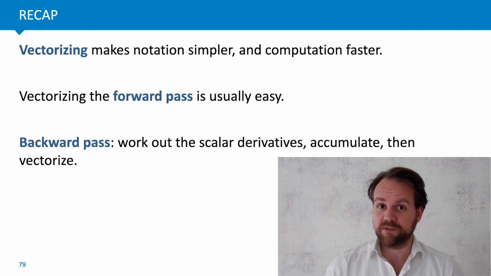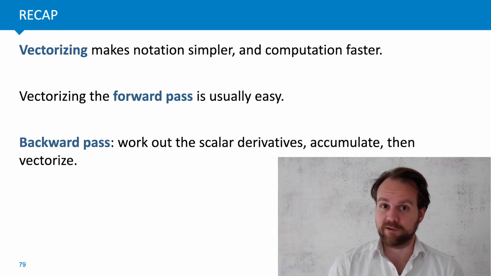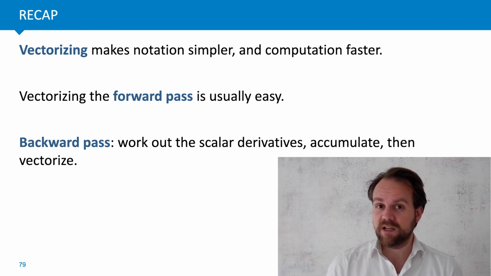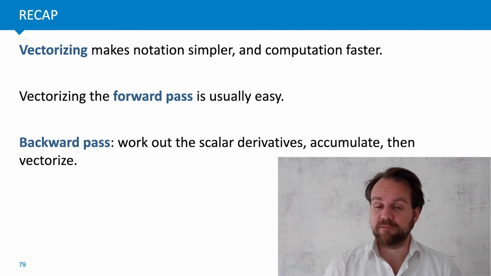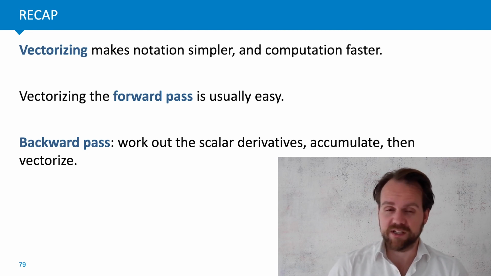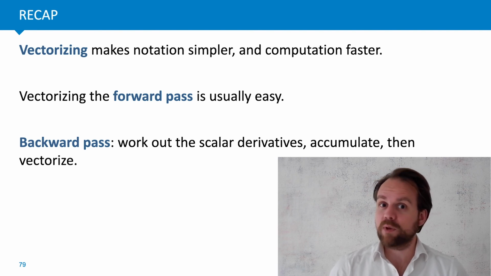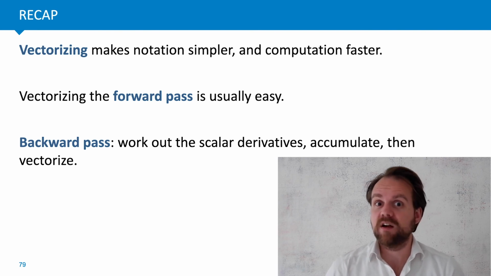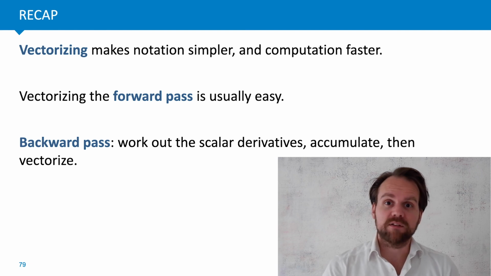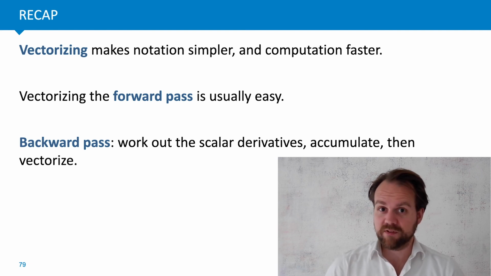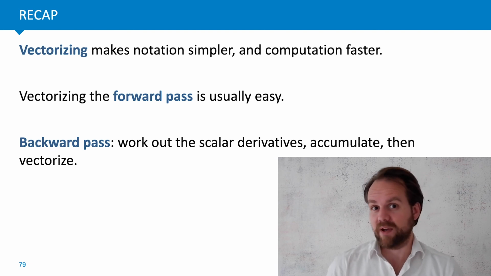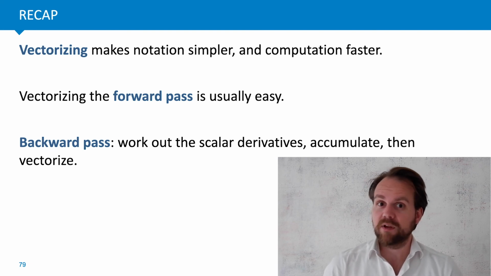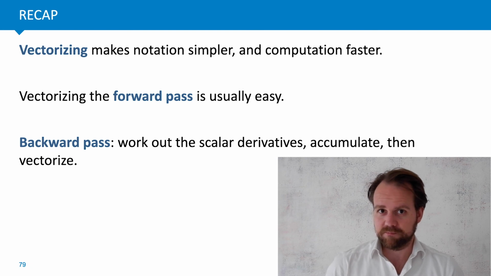So what have we learned? We've learned that the process of vectorizing makes our notation simpler and our computation faster. If we want to apply this process to the computation of a neural network, then vectorizing the forward pass is usually easy. And when it comes to vectorizing the backward pass, the trick is to work out the derivatives in scalar terms, accumulate according to the backpropagation algorithm, and then vectorize.